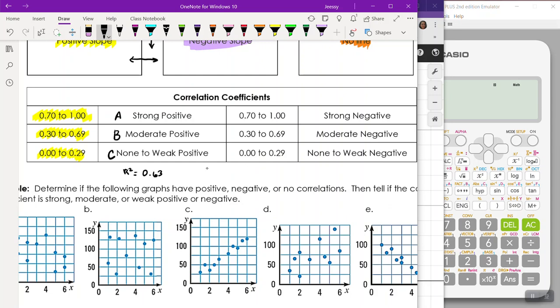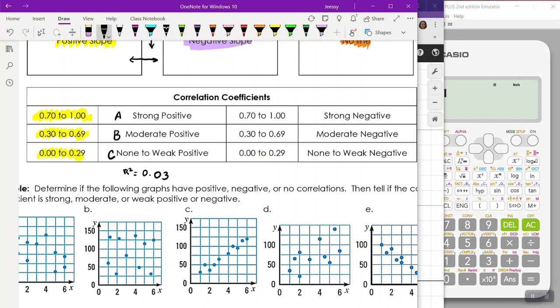A, B, or C? All right, so 0.63 would be between 0.30 and 0.69, so we would classify it as moderate positive. Clear? All right, so let's say that the number was 0.23. How would you classify it? C, which is weak positive. But what if it was, instead of 0.23, it was 0.03? How would you classify it? It's still C, weak positive, or almost even close to no correlation. Are we clear?